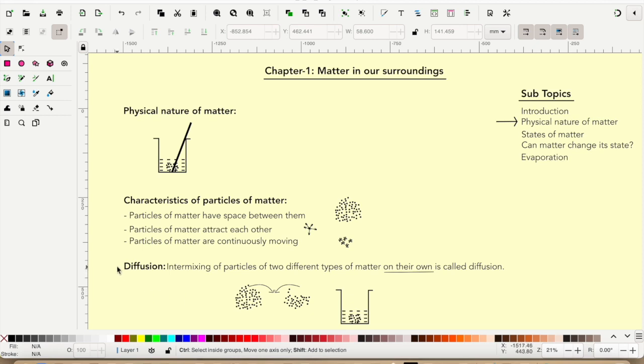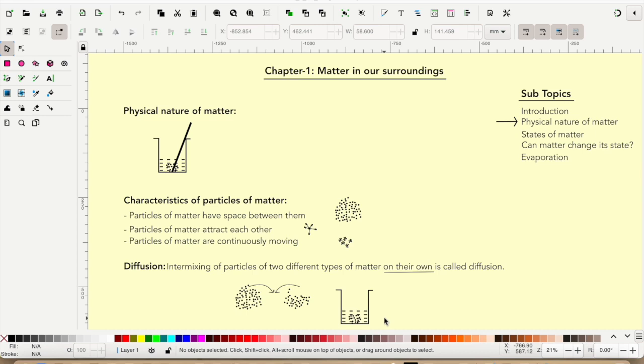Now let us understand what is diffusion. Suppose these are particles of matter A and matter B. If they intermix with each other on their own, this phenomena is called diffusion. To understand it more clearly, take a vessel, pour some water into it and add 2 teaspoons of salt into it. Leave the setup for a few hours. You will observe slowly all the salt has dissolved into the water. So you can say that the salt has diffused into the water. So what happened in this case is salt particles occupied the space between water particles.